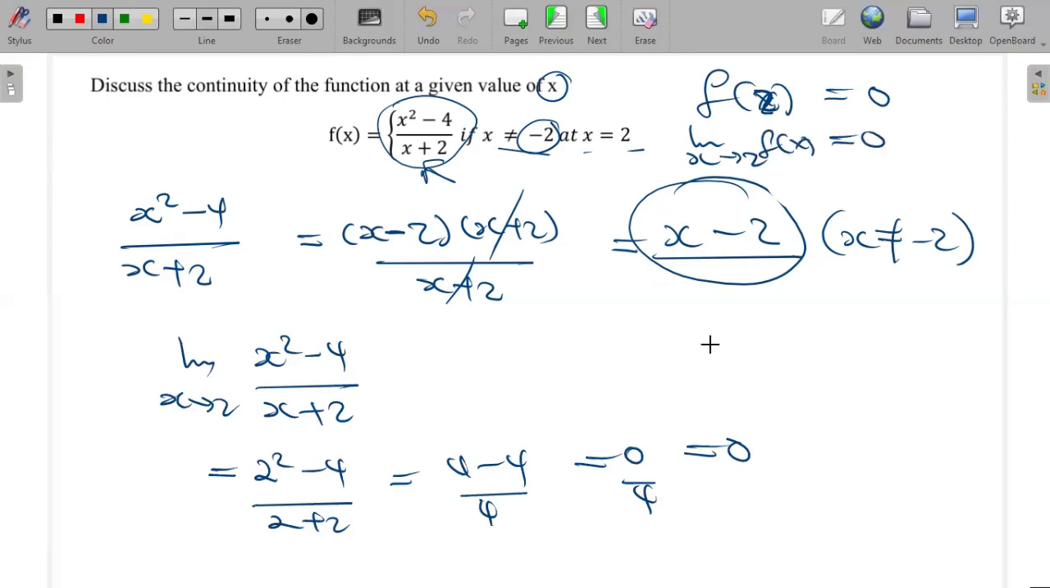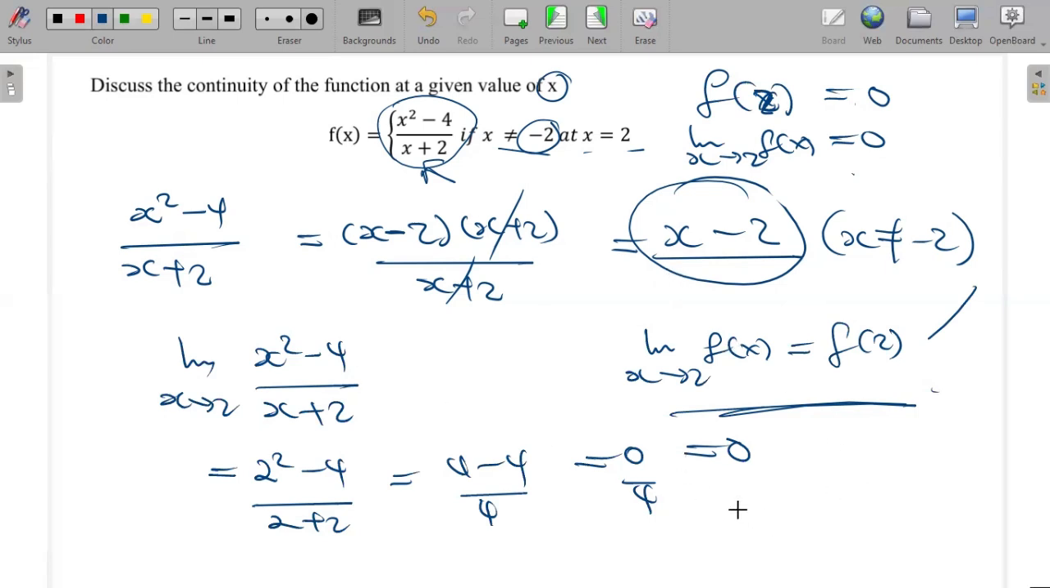And the last thing, which is that the limit of x as we approach 2 of f of x must be equal to f of what? f of 2. So in short, it's f of 2 in our case. So this here is the same. 0 is equal to 0. So all the 3 conditions, 1, 2, 3, are satisfied. Hence, our function is continuous at that point of x equal to 2.